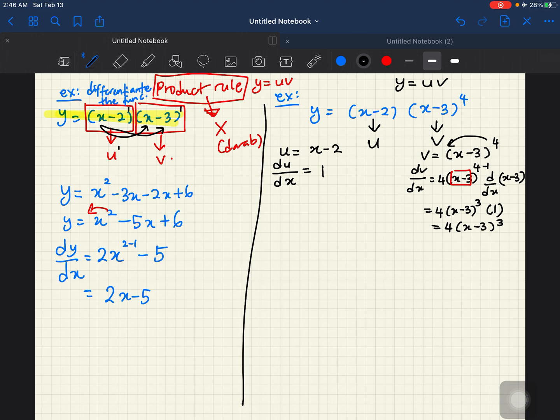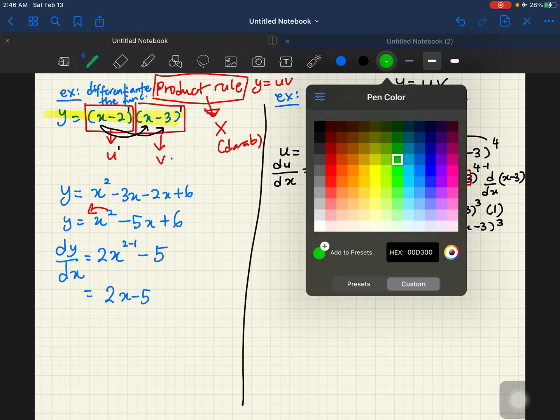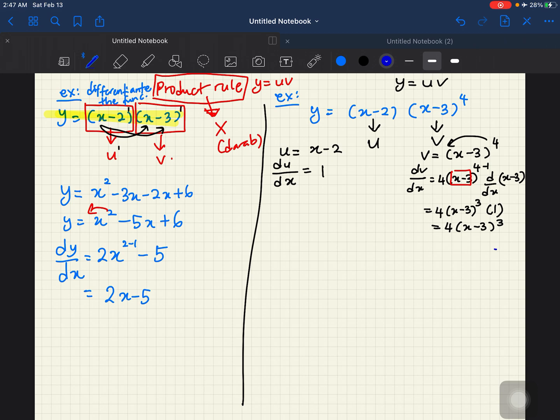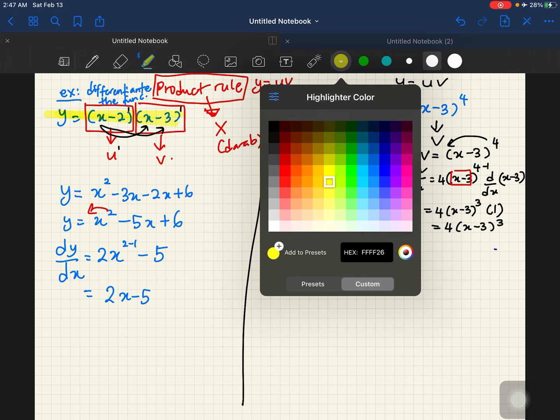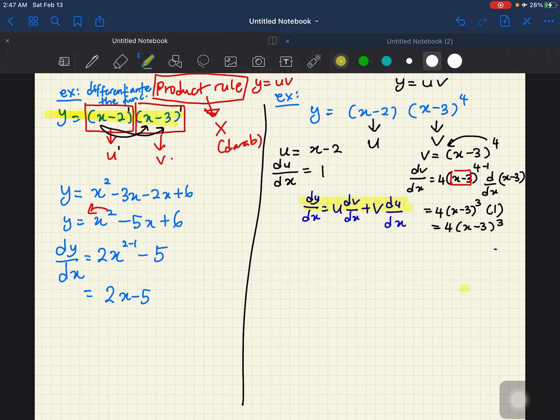Now, using the formula that I said just now, the formula of the product rule is dy over dx is equals to u dv over dx plus v du over dx. So this is the only formula of the product rule. Okay, you have to remember this. So next, what we do is we just follow everything from the formula. dy over dx is equals to, what is your u?